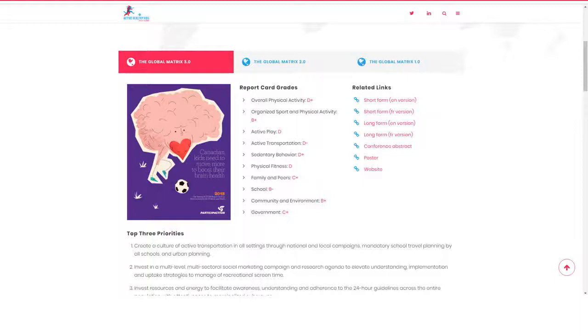So for example, if you clicked on Canada from the flag page, this is what would come up, and you'll see, highlighted is the Global Matrix 3.0, but you could also go to the Global Matrix 2.0 or 1.0, and within each of them, you'll see the related links. You've got the short form version. In Canada, you have it in English and in French, the long form version in English and in French, the conference abstract that was produced, the poster that was presented at the conference, the host website, which in this case is Participaction for Canada. The actual grades are there. You see the top 3 priorities, and if you scroll down, there's much more information. And every country would have a similar page.